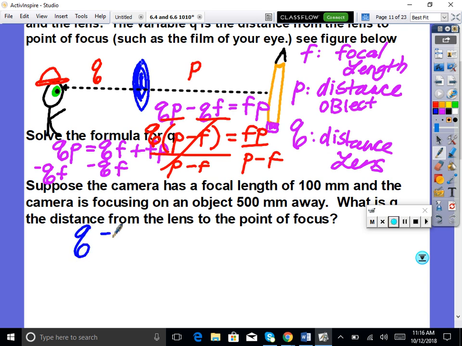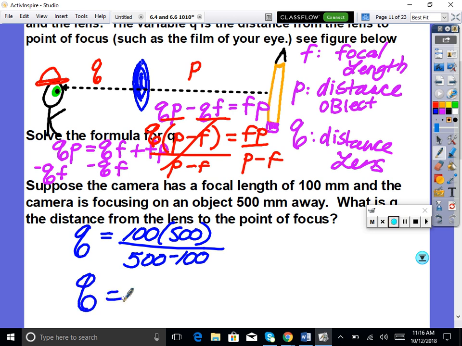So Q is equal to, so F was focal length. What's our focal length? 100. 100, and then our P was 500, wasn't it? Yeah. And then divided by, and then it was 500 minus 100. So when you type that into your calculator, you get Q is equal to what? So remember, we're all typing it in so we're quicker. Q is? Isn't it 125? 125, yes.